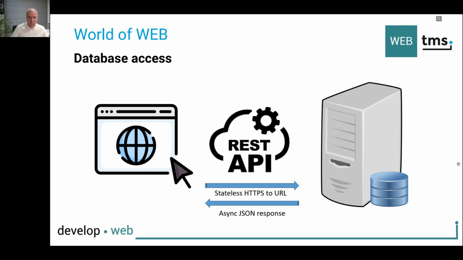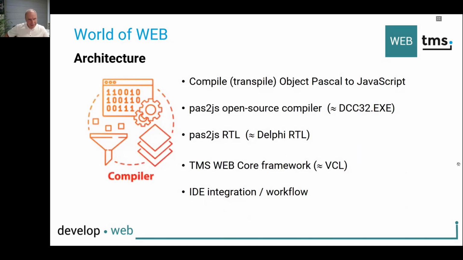Now, we are getting a little bit more technical to see how we actually create such a web application running in the browser from the Delphi IDE. And so here you can see the different parts that accomplish this. What is happening is that we transpile the Object Pascal code to JavaScript, because obviously what's running in the browser is JavaScript code. So we actually transpile your application Object Pascal code to JavaScript, and we do that via the Pas2JS open source compiler.